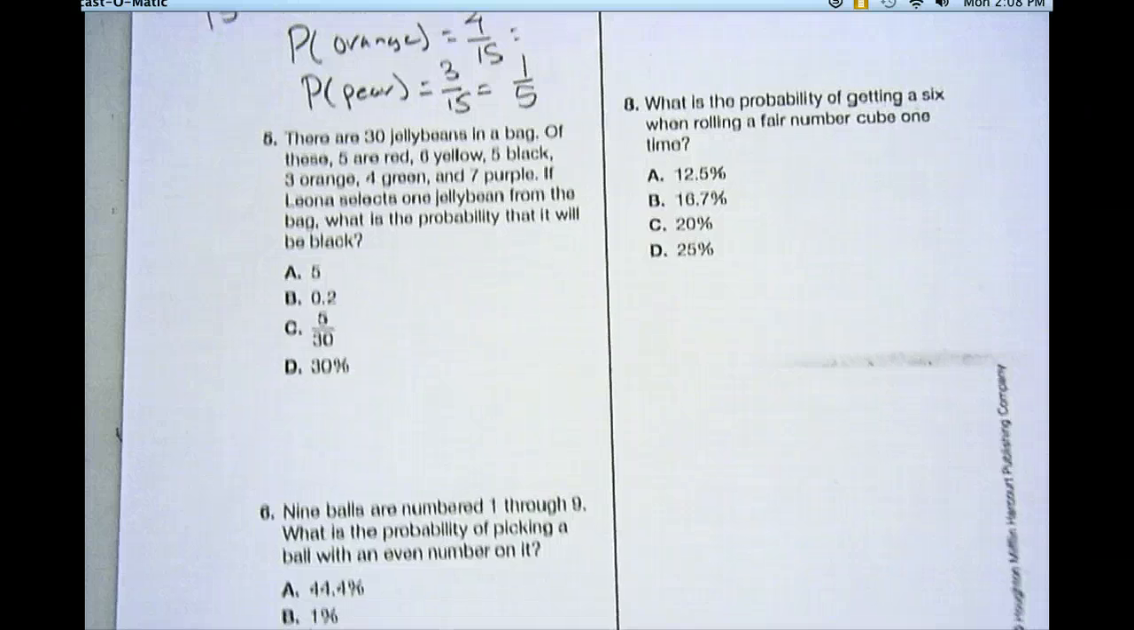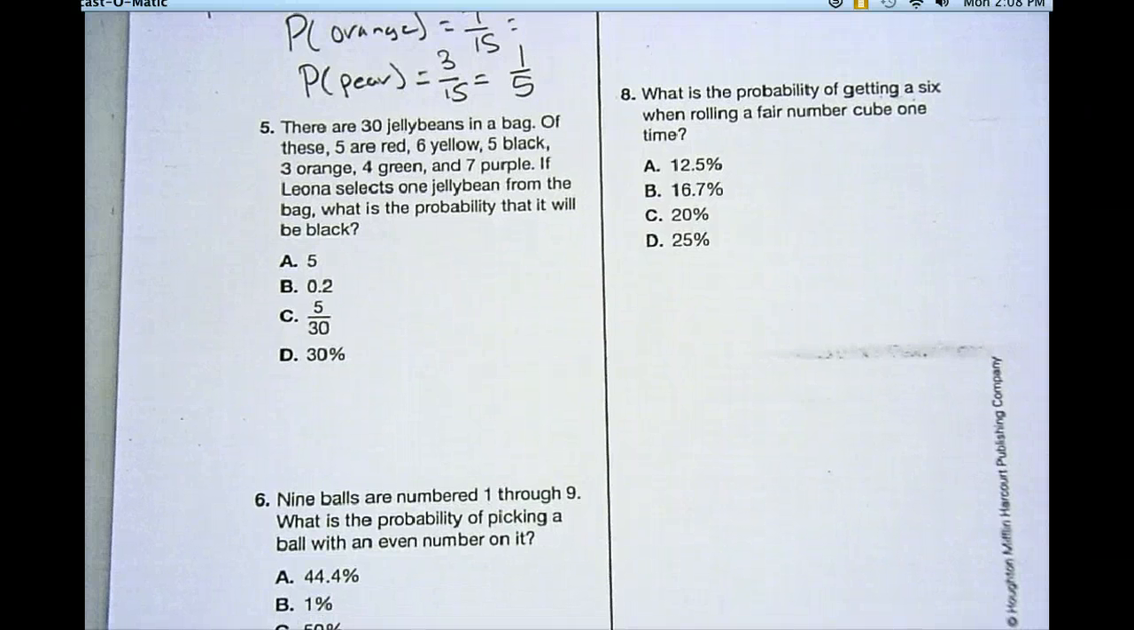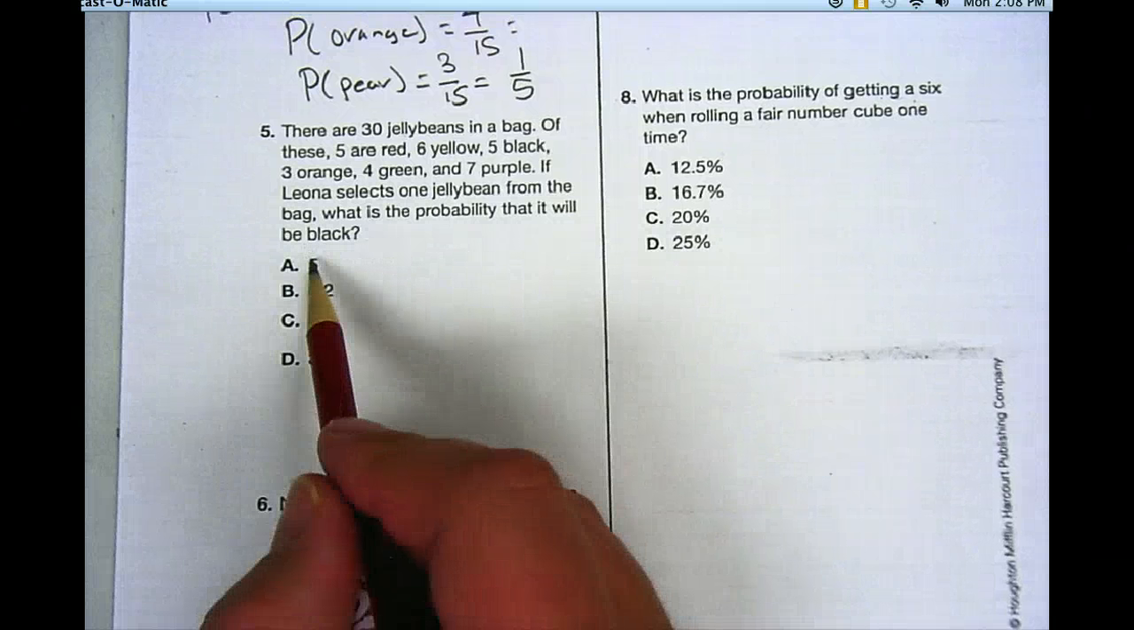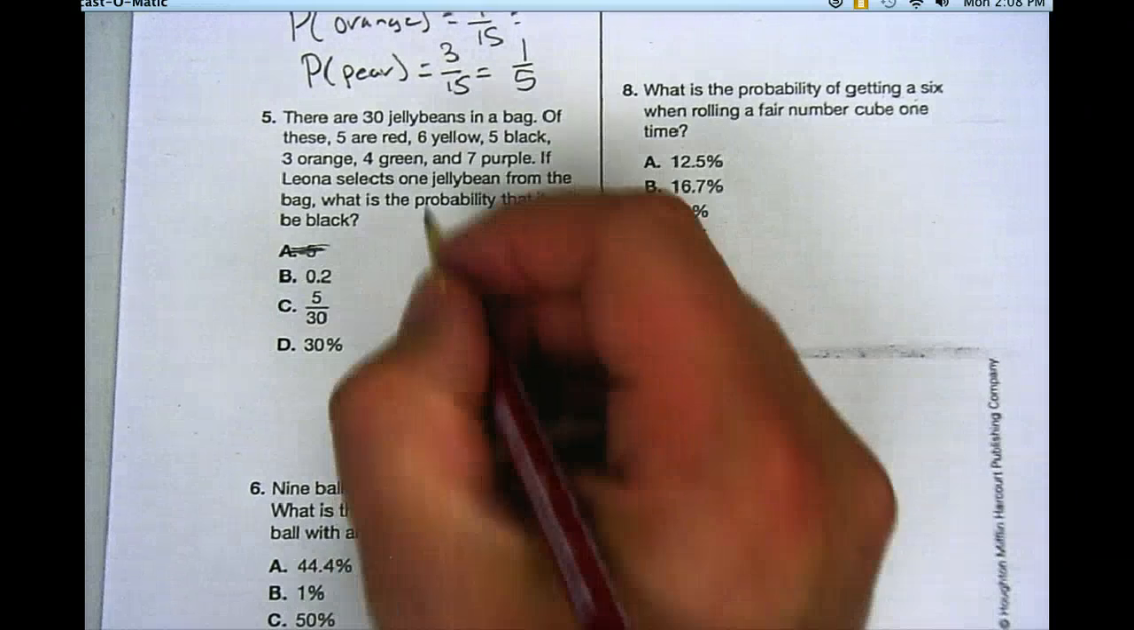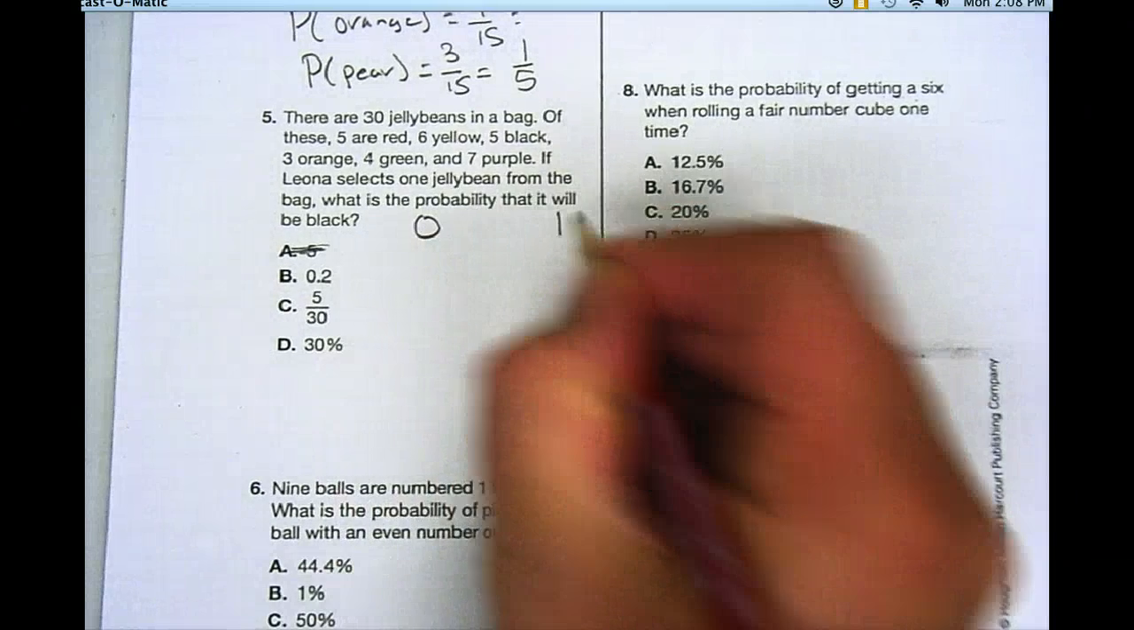Okay, let's go on to number 5. There are 30 jelly beans in a bag. Of these, 5 are red, 6 yellow, 5 black, 3 orange, 4 green, and 7 purple. If Leona selects 1 jelly bean from the bag, what is the probability that it will be black? Okay, well, I know my probability has to be between 0 and 1, so that can rule out number 5. I can rule out 5 right away, because probabilities are always between 0 and 1.